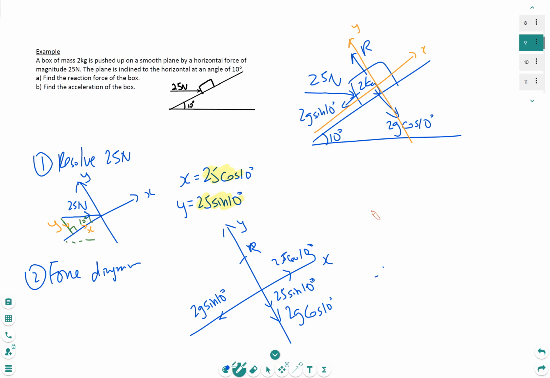Next, I'm going to use F equals MA, step 3. They want to find the reaction, so I'm going to use F equals MA on the y-axis. Is there acceleration? There is none. Before we do that, what's the resultant force? It's the upward force take away the downward force. So R minus 25 sine 10 minus 2g cos 10 degrees equals the mass, which is 2 times 0. My laptop is a bit low in battery, that's why you can see it's reacting a bit slower.